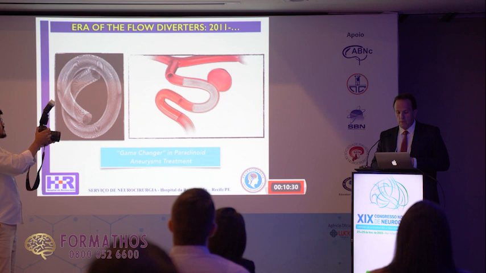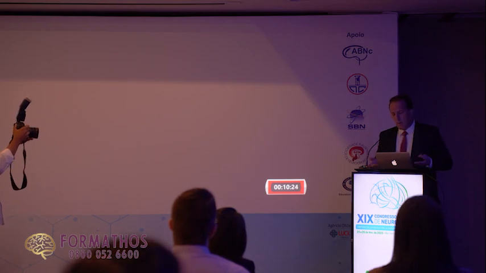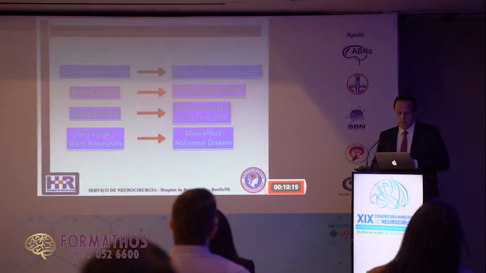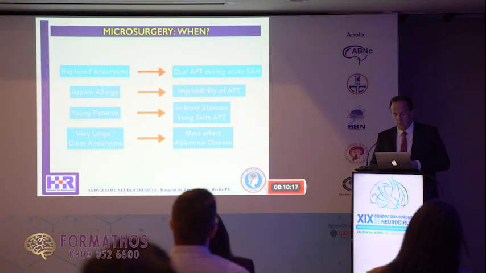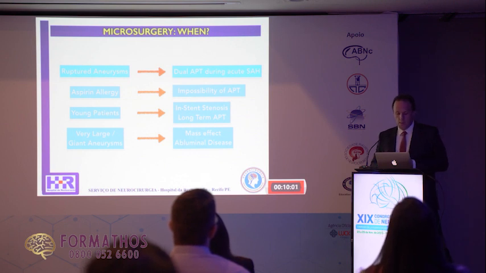From 2011 on, when flow diverters were approved by the FDA, no doubt it was a game changer in the treatment of paraclinoid aneurysms. But there are still some cases when surgery is needed. Of course, these are not absolute contraindications for the endovascular treatment, but for ruptured aneurysms, dual antiplatelet therapy can be dangerous during the acute phase after subarachnoid hemorrhage.